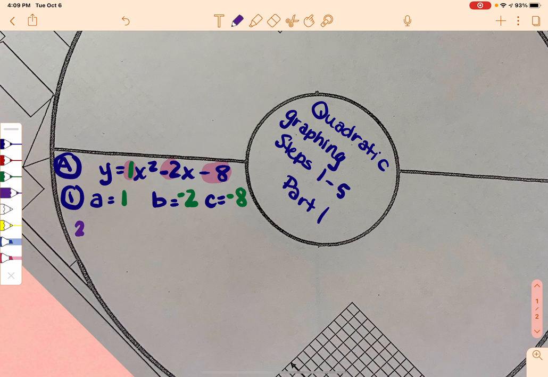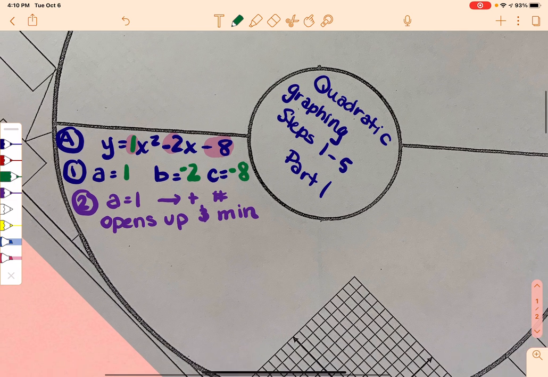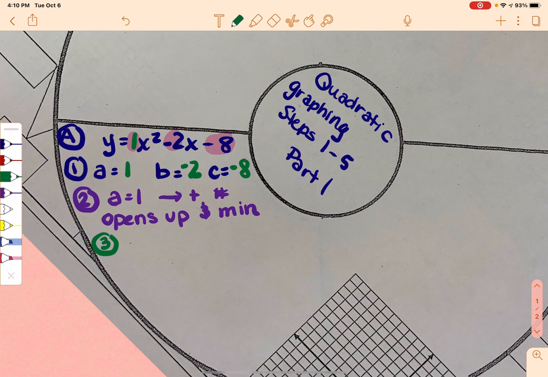Our second step was that we have to use our a value and determine if it opens up or down. Since a is 1, that means it is a positive number. So that means this graph opens up and it has a minimum. Okay, step 3. We have to plug things in to find our axis of symmetry.